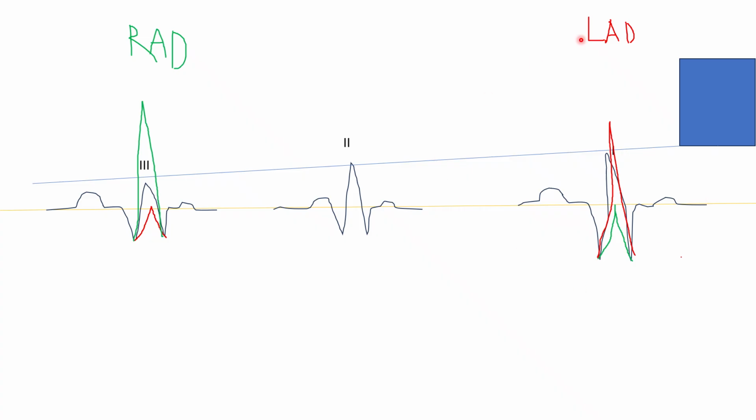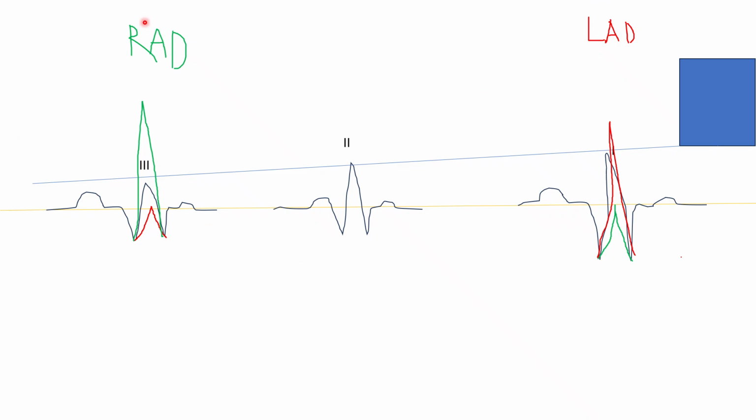In the red color we are representing the left axis deviation, if the R wave is much higher comparative to lead 2, and the R wave of lead 3 is much lower. So this type of image represents left axis deviation.